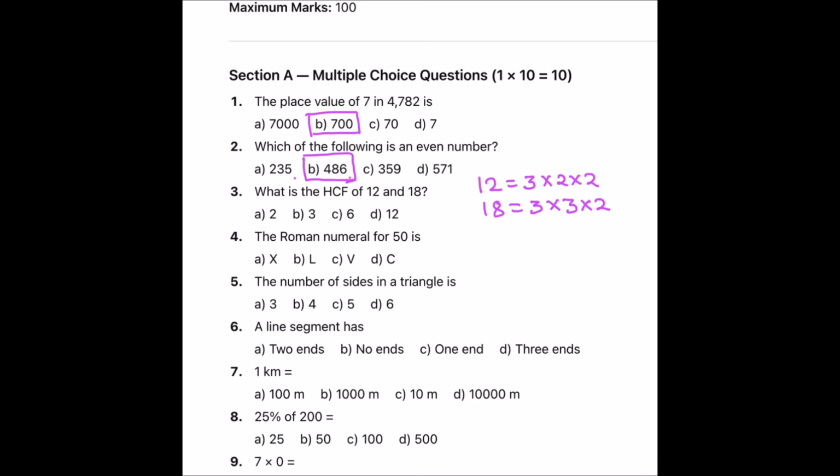So let's now find the common factors. The common factors are the number 3 and the number 2. So let's take the product of the common factors, which is 3 times 2, to give the HCF. So the HCF of 12 and 18 is 6. So our answer will be option C, which is 6. Let's move on to the next one.